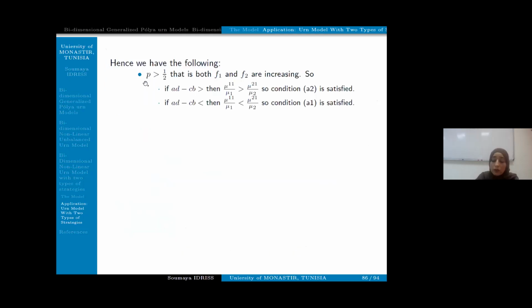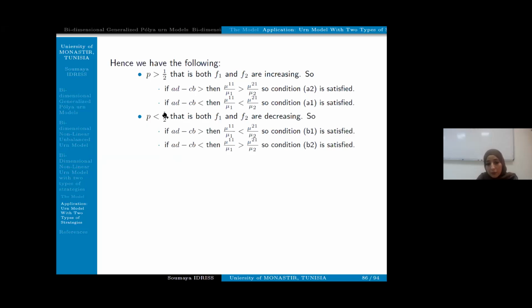So a discussion on the value of P. If P is greater than 1/2, then we satisfy conditions A2 and A1 of the theorem. And if P is less than 1/2, then both conditions B1 and B2 are satisfied.